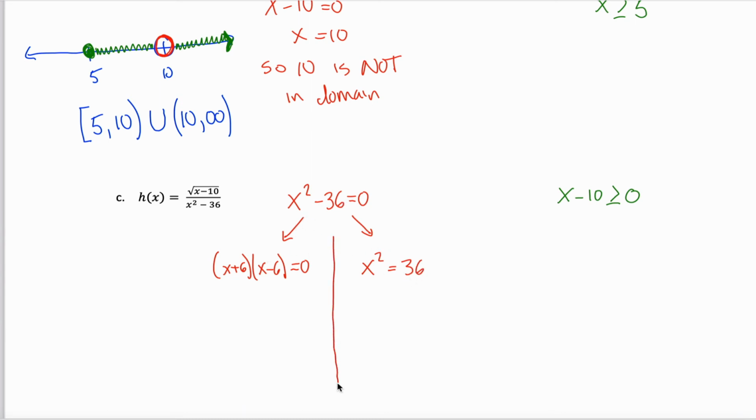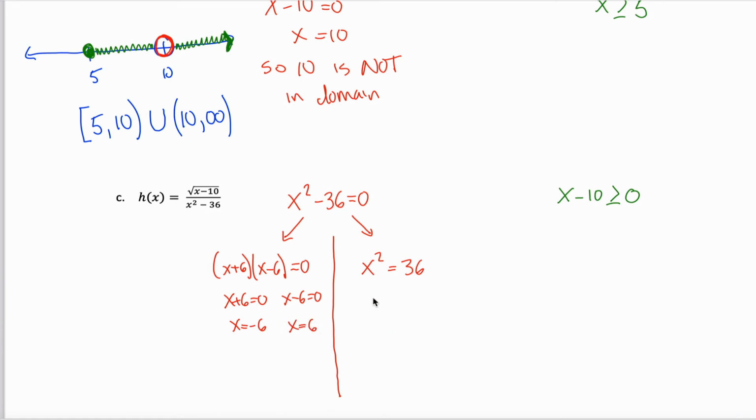I don't really care which way you do, but I'd kind of like it if you could do it either way. Over here, I got something times something equals 0. So either x plus 6 equals 0 or x minus 6 equals 0. So I got two solutions, one at negative 6 and one at positive 6.